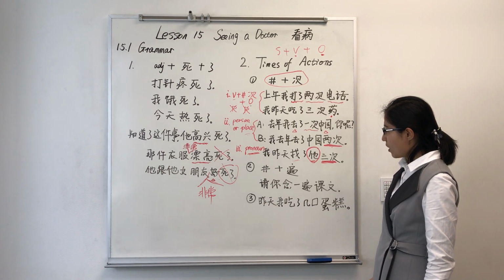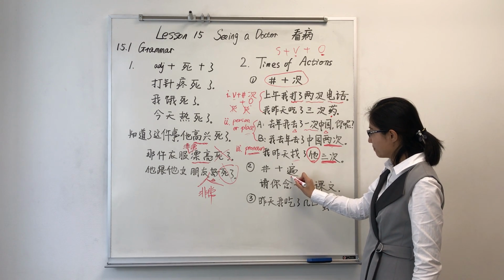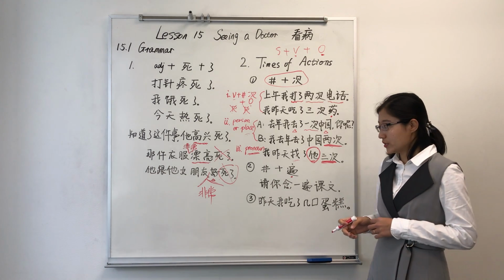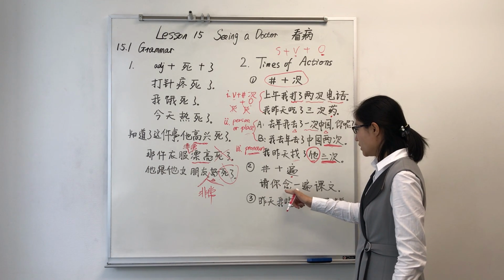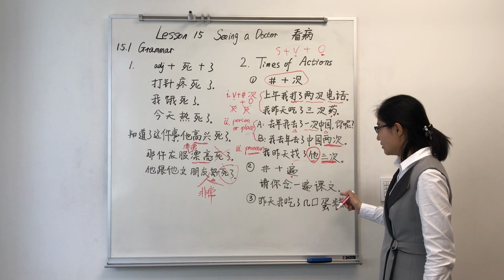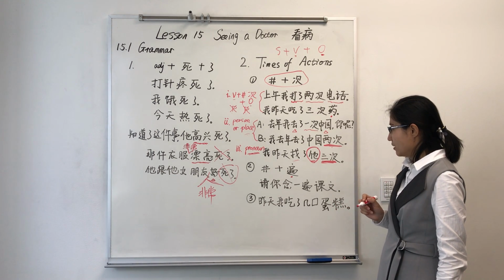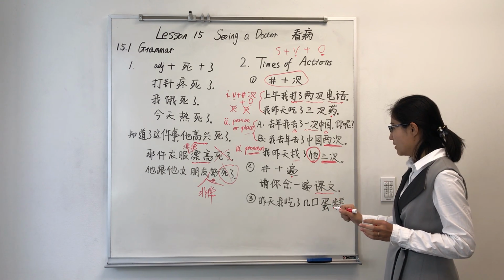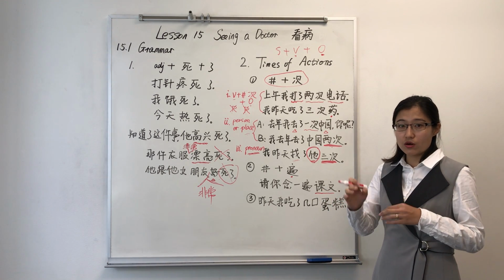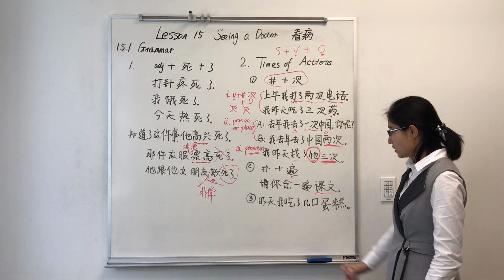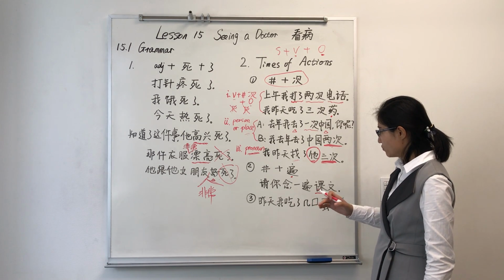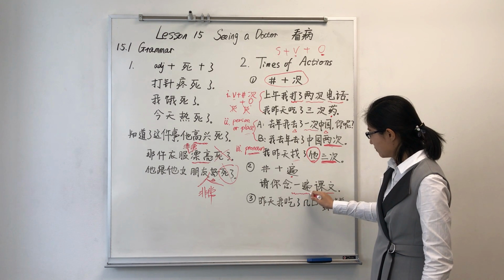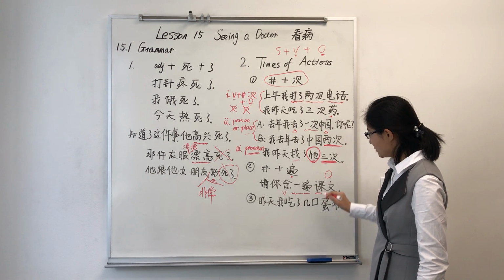Okay, next measure word we use is 遍. 遍 can also indicate the action. For example, 请你念一遍课文. Please read that again. That means from the beginning to the end of the 课文. 课文 means text or paragraph. 请你念一遍课文. Please read that again. We only add it here, between the verb and the object.